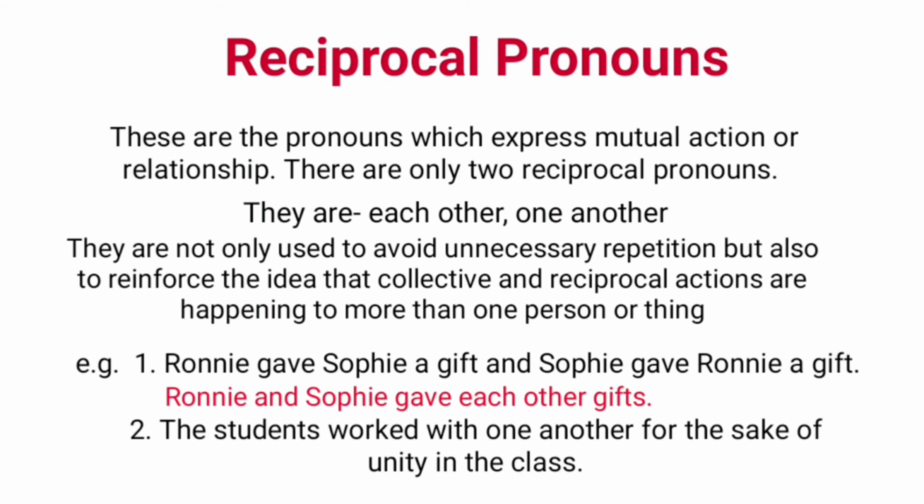For example, Ronnie gave Sophie a gift and Sophie gave Ronnie a gift. To make this sentence more natural, we can write it as Ronnie and Sophie gave each other gifts. In the second example, the students worked with one another for the sake of unity in the class. Here, one another shows that the action of working is being reciprocated by more than one student.